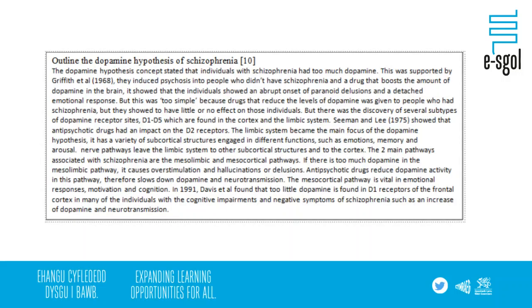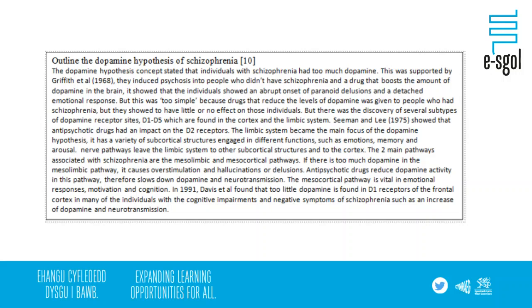All right. Dopamine hypothesis concept stated that individuals with schizophrenia had too much dopamine. Perfect. Nice, straightforward, to the point. This was supported by Griffith et al. They induced psychosis in people who didn't have schizophrenia using a drug that boosts the amount of dopamine in the brain. It showed that individuals showed an abrupt onset of paranoid delusions and a detached emotional response.